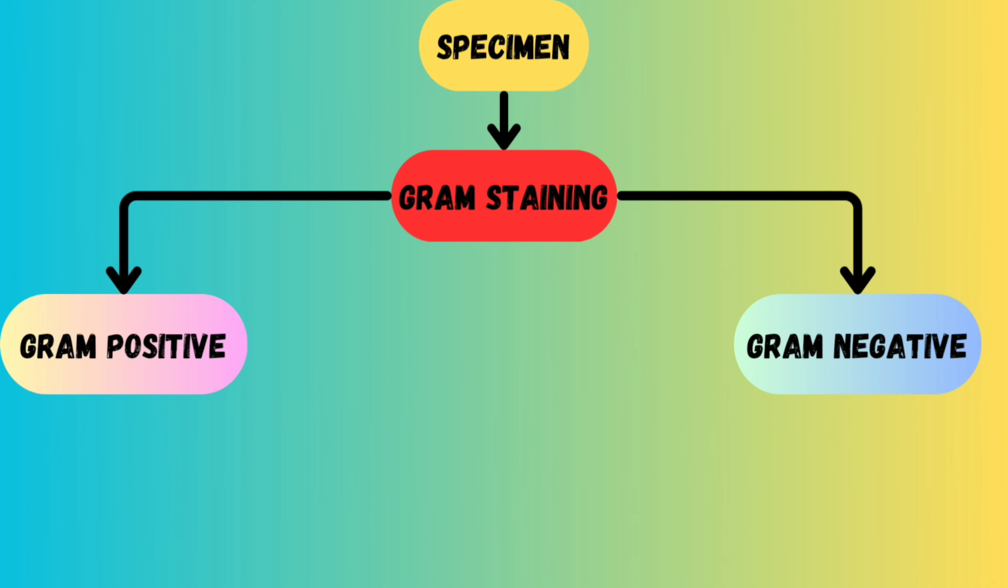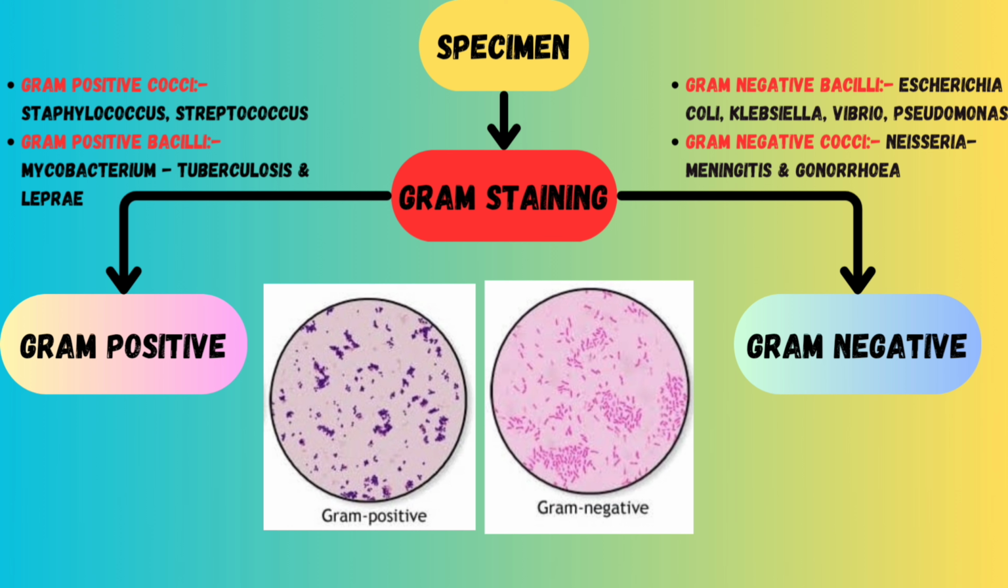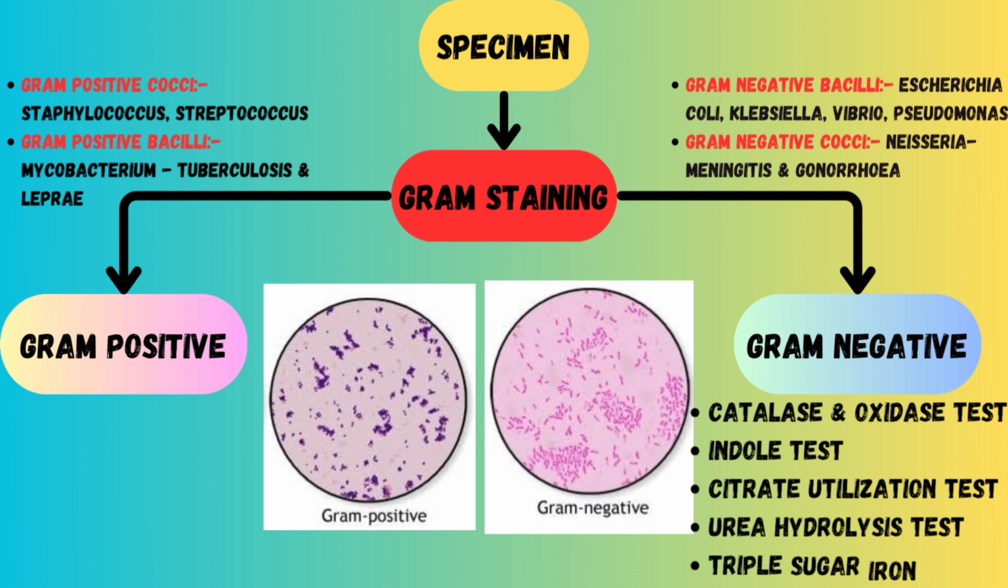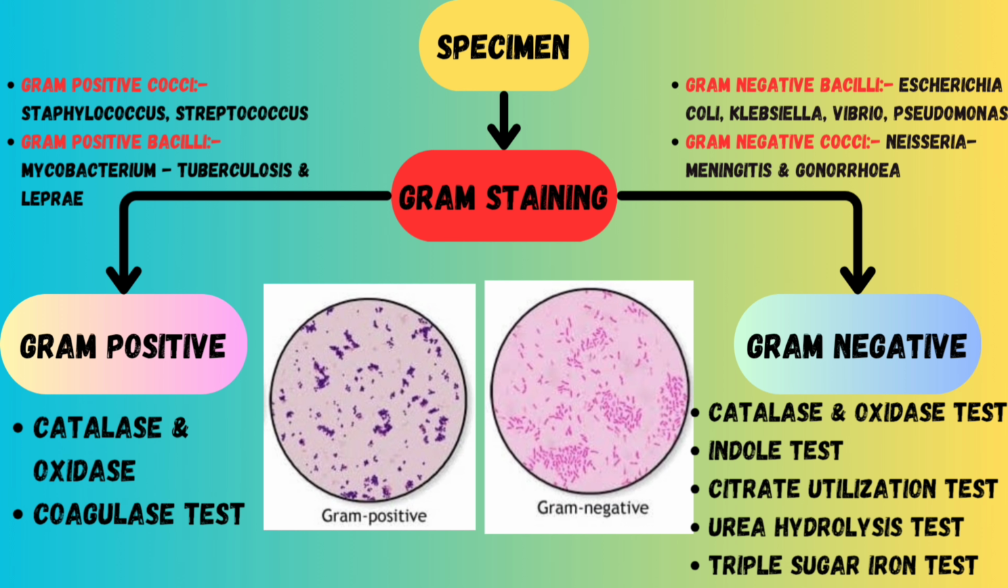Then we have to perform catalase and oxidase tests on all types of specimen. For Gram negative organisms, we have to do the common biochemical tests routinely, that is indole test, citrate utilization test, urea hydrolysis test, triple sugar iron test. For the Gram positive specimen, we have to do the catalase test with the help of hydrogen peroxide.